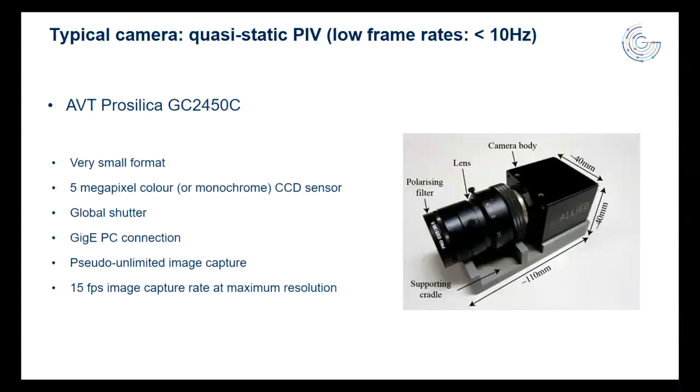Here's an example of the camera that we used heavily at UWA. It's an AVT Pro Silica GC2450C. There are now much better cameras than this, but at the time this was pretty much the state of the art. It was 5 megapixels. You could get it in either color or monochrome. It had a CCD sensor, global shutter, an Ethernet connection, and as a consequence of that Ethernet connection, you got a sort of pseudo unlimited image capture range, depending on how big your solid state disk was on your flight computer. And we were using this routinely to get 15 frames per second.